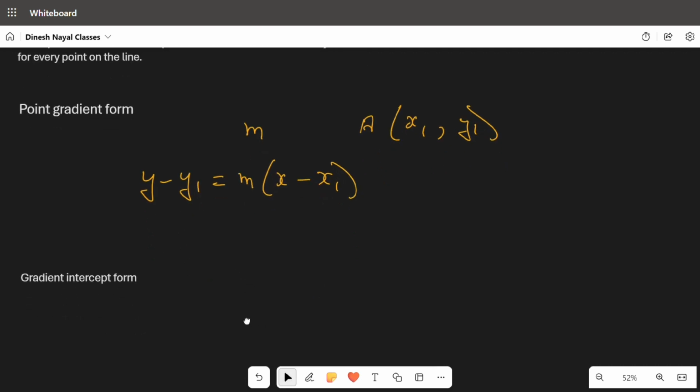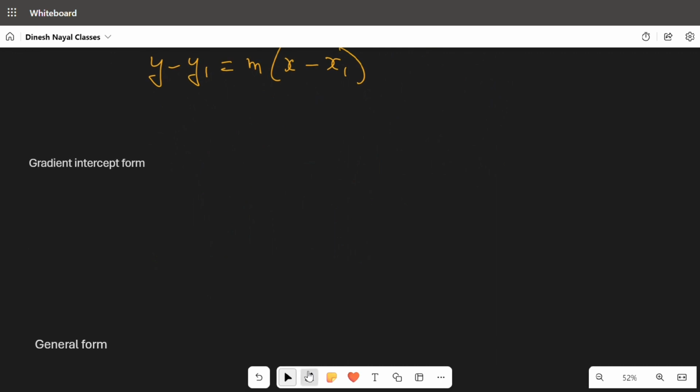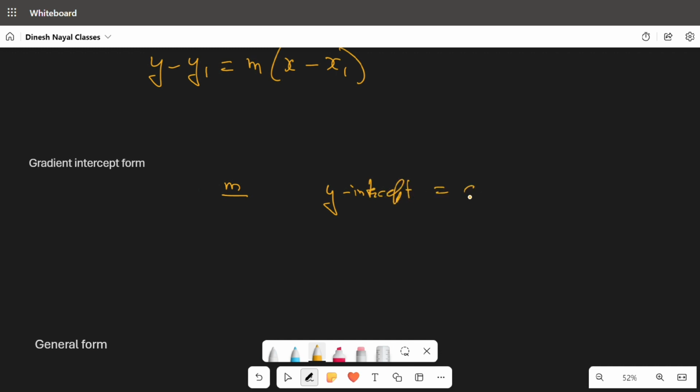Next we have the gradient intercept form. Suppose you have been given the gradient or slope, which is m, and the y-intercept, which equals c. How do you write the equation? You write y equals mx plus c. So this is the gradient intercept form.